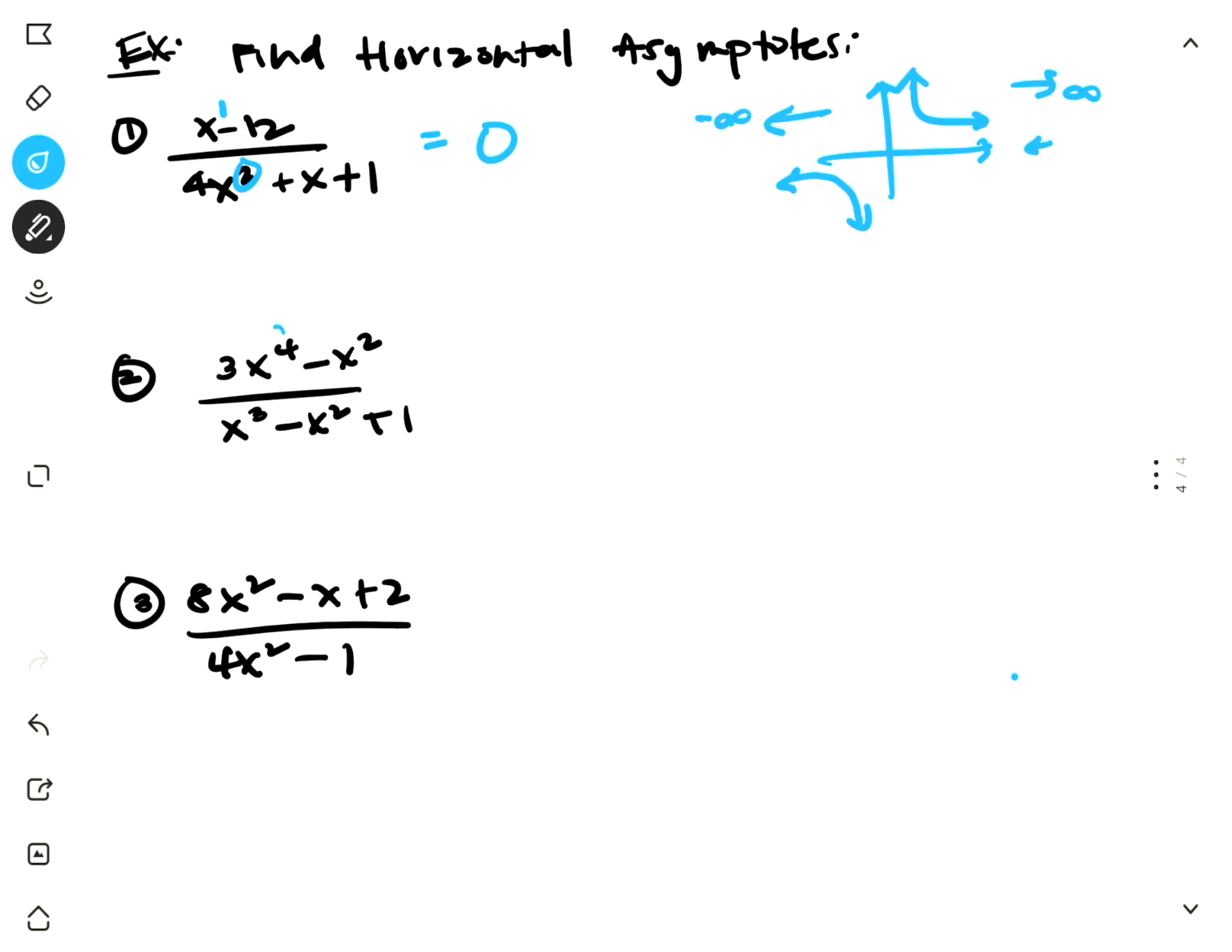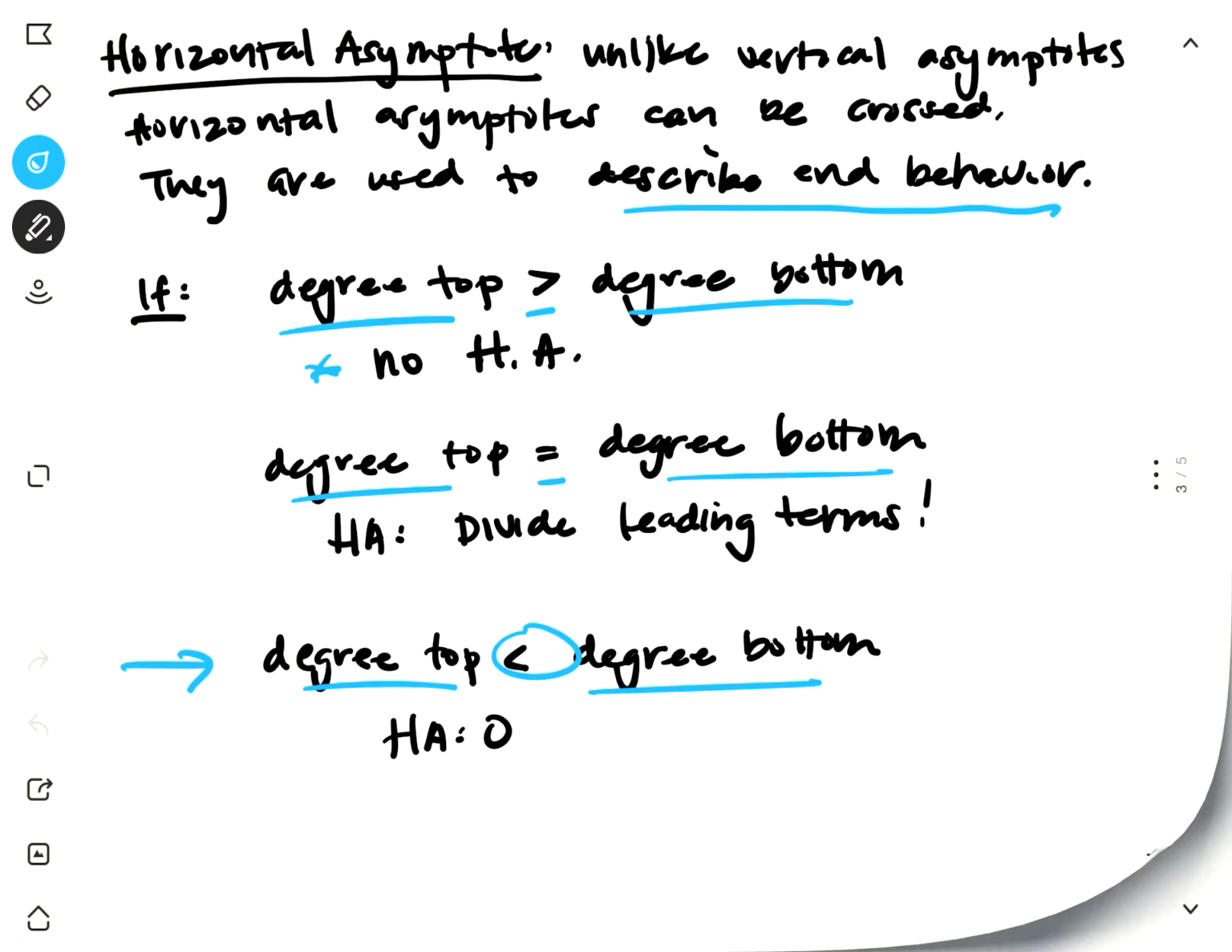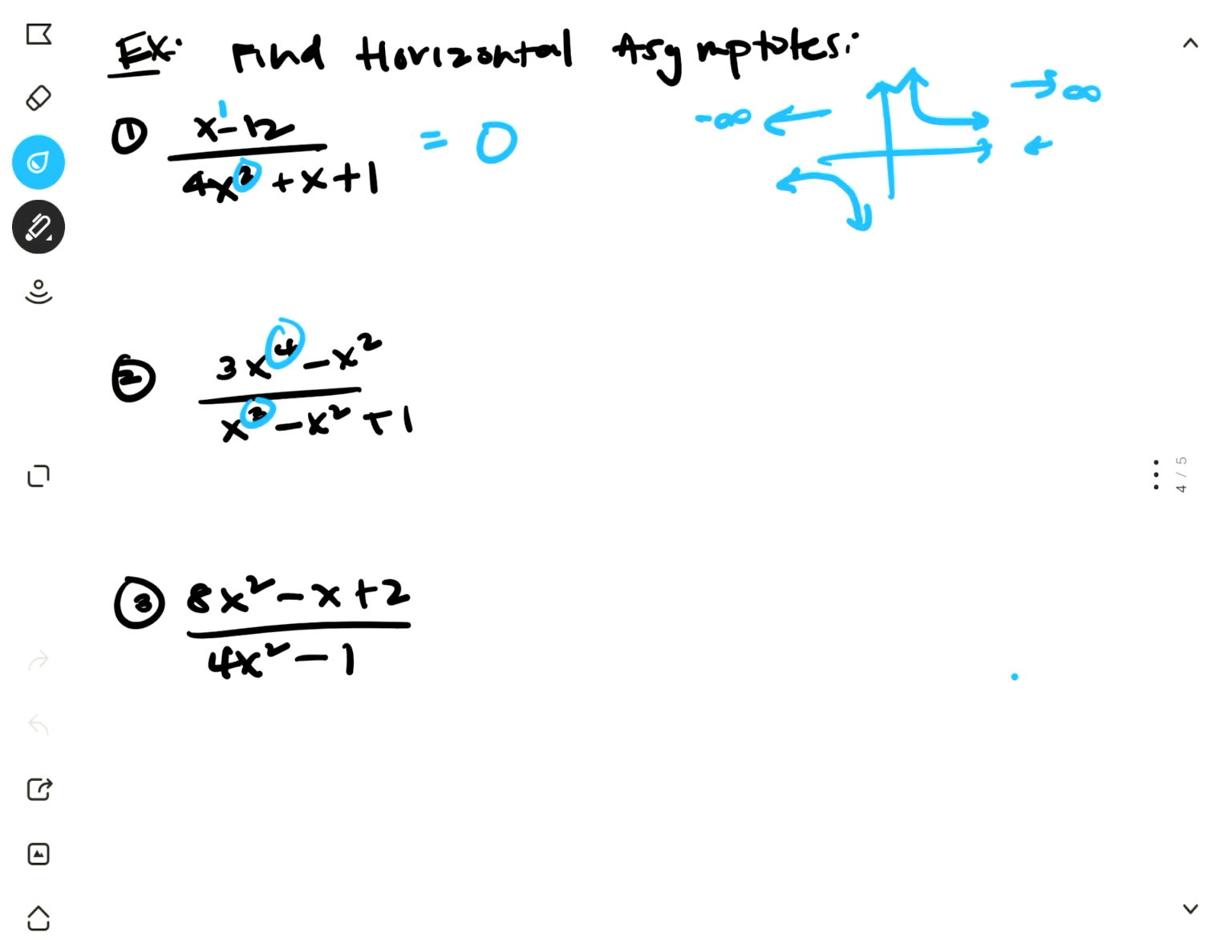Okay, part 2, degree 4 over degree 3. So if the top is bigger than the bottom, then we don't have any horizontal asymptote. No horizontal asymptote. We have an oblique asymptote, but we really don't talk about it in pre-calculus or even calculus, so we're just going to leave it how it is.